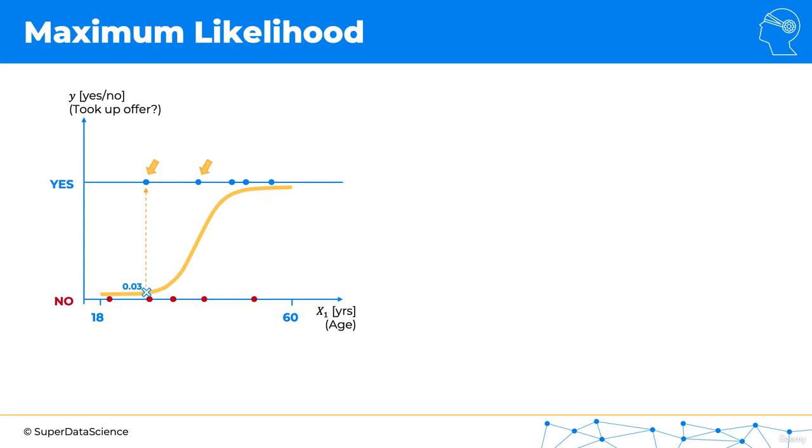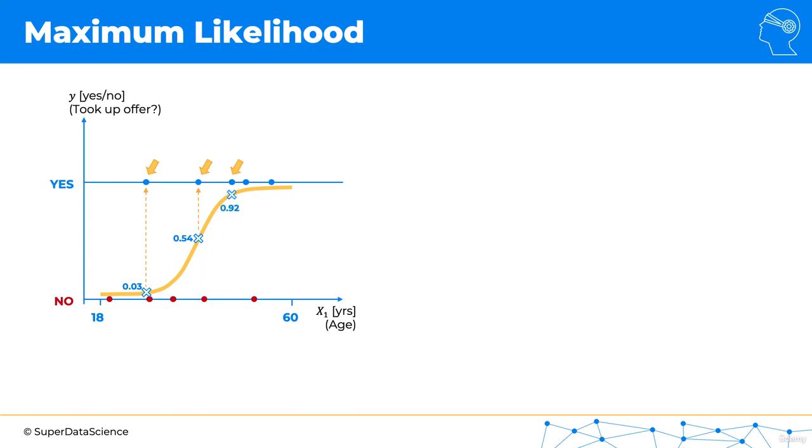And then we would continue. So for the next point, what would the logistic regression have modeled? We know that this person took up the offer. We know it's a yes because that's our input data. But what would the logistic regression have said if we didn't know that the person took up the offer? The point would be somewhere here on the curve, and that would be a 54% chance.